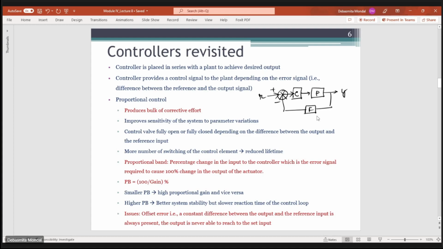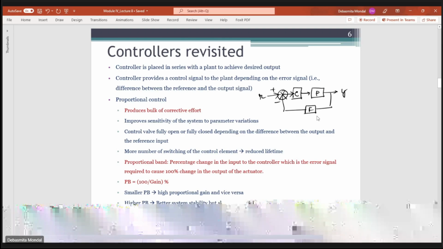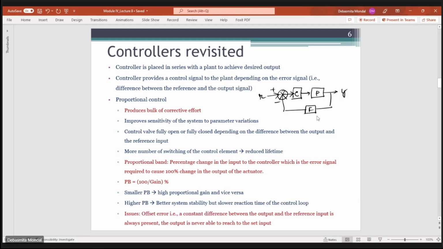Okay, and a smaller proportional gain, or rather a higher proportional band, is generally related to better system stability. But the disadvantage of having a very high proportional band is that the response time, or the reaction of the output, becomes much slower. Okay. And another important issue with using proportional control was the problem of proportional error, or the offset error.